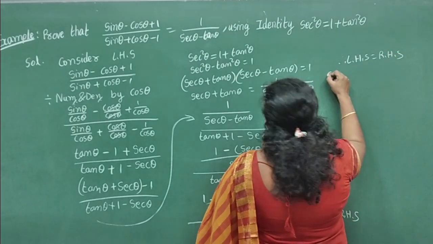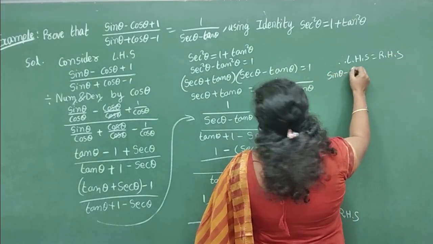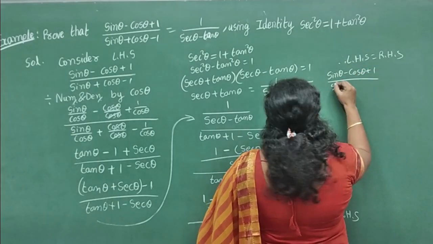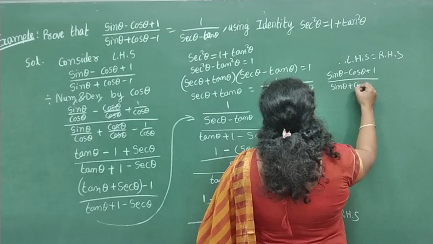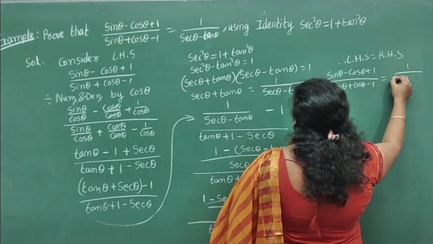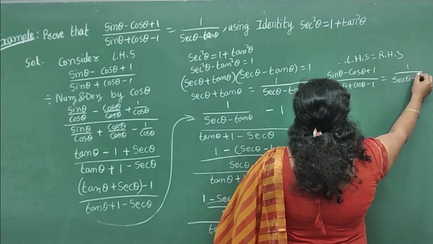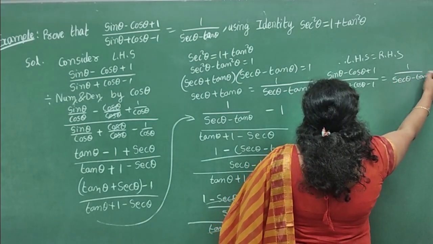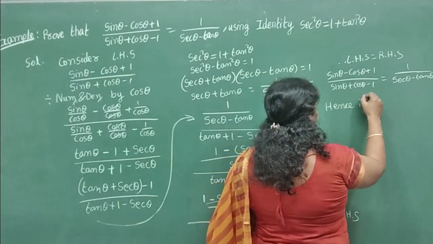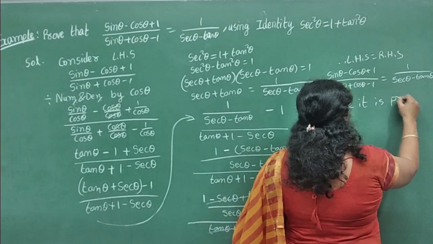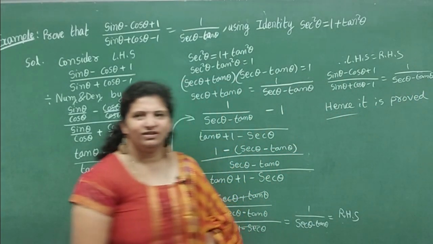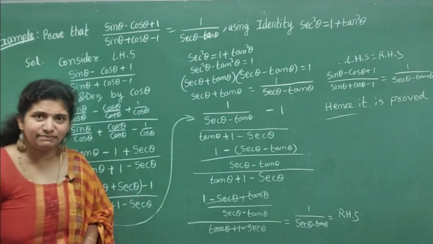That is, (sin theta - cos theta + 1)/(sin theta + cos theta - 1) is equal to 1 by secant theta minus tan theta. Finally we end up with a line. Hence it is proved. They asked us to prove, right? Hence it is proved. Okay, this problem is very simple.